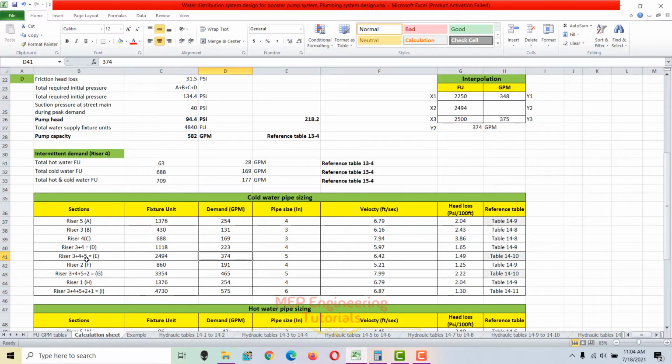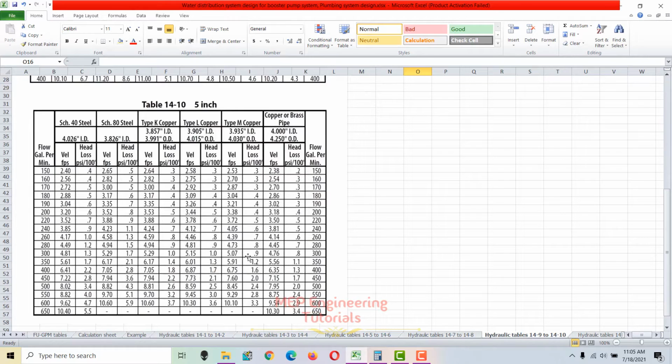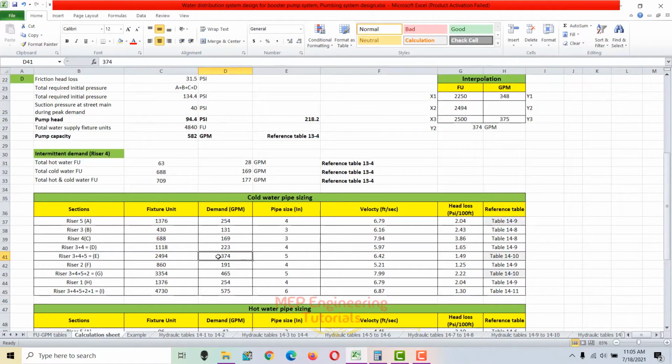So demand is done. Now we have to calculate the pipe size again, and then velocity, and then head loss. We need to confirm the velocity is less than 8 feet per second. So now we need to calculate the pipe size first for 374 GPM. The reference table we use is 14-10, and we set 374 GPM.